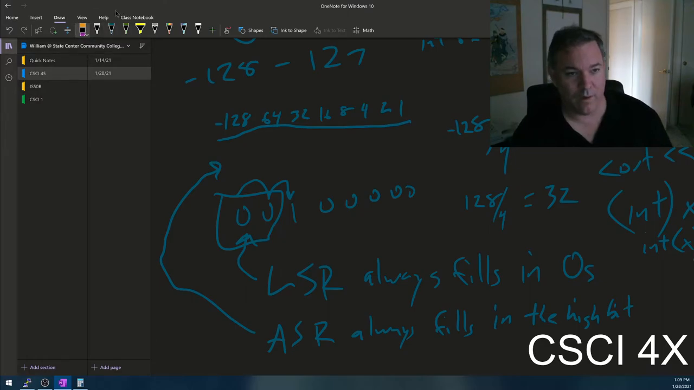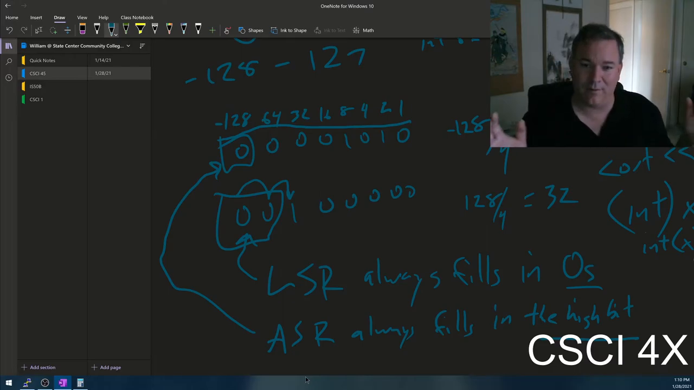So, is there a difference between arithmetic shift right and logical shift right if you're shifting the number 10? Let's say you want to shift the number 10 right one space. Is there any difference between giving the LSR and the ASR command? Is there any difference between LSR and ASR if I'm shifting the number 10 right one time or two times or four times? No, because the high bit is zero. When the high bit is zero, there is absolutely no difference between ASR and LSR. Because it always fills in the high bit. If the high bit is zero, then they're the exact same thing. So for any number between zero and 127, LSR and ASR will work the same.